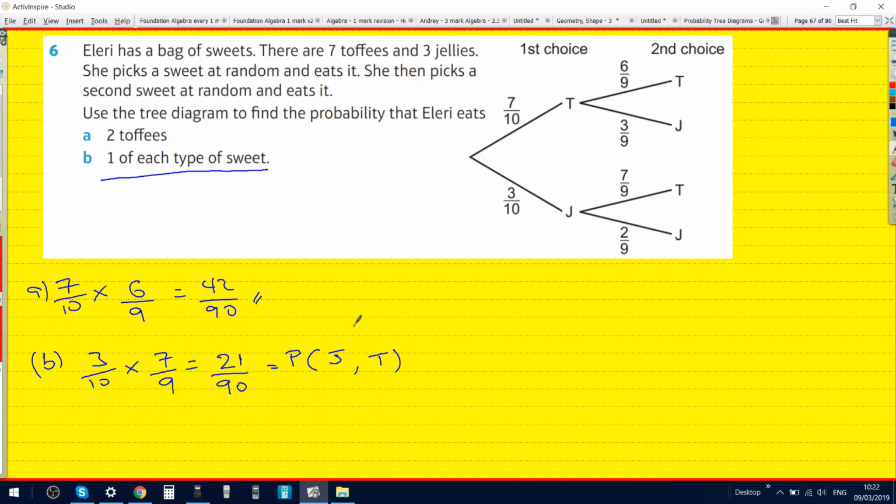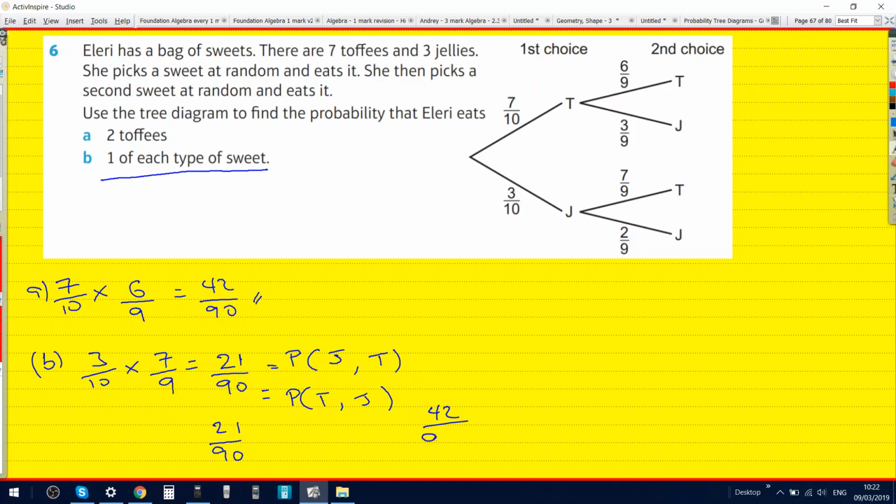You do have more than just 21 chances, though. Do you have to do 7/10 times? Oh no, yes, 7/10 times 3/9. That's right. So that would be 21 over 90 again. So basically, you've got double your chances, and so the total probability for that is 42 over 90.